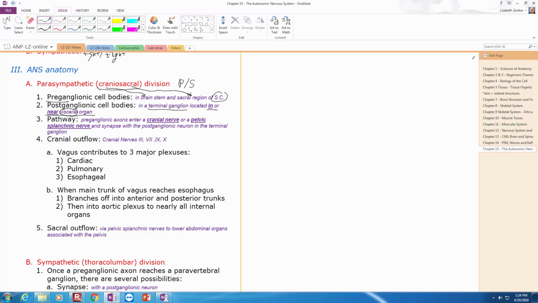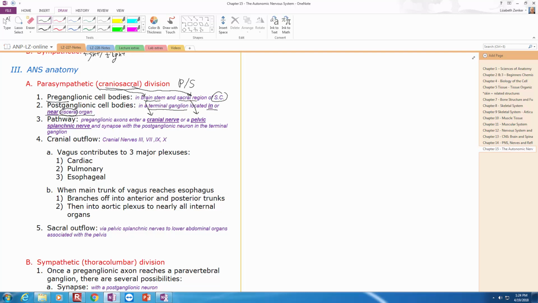So let's see. So pathway, it says, preganglionic axons enter either, because if we're talking about the brainstem side of it, cranial nerves, okay? And if we're talking about the sacral region side of it, we are talking about what are called pelvic splanchnic nerves. Now, this is where you guys have to make those charts, you know, also to keep sympathetic and parasympathetic separate and remember what's going on.